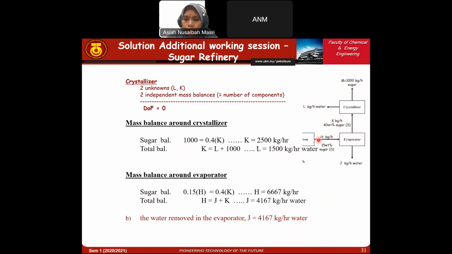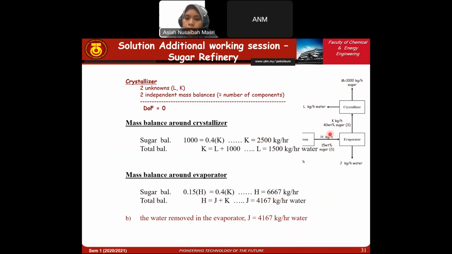This time our input is 0.15 sugar times H. So here is our input. Then we have two outputs, but the one that has sugar is only the top one, which is K times 0.4. K we know already, 2500. So we can solve for H. We got H is equal to 6667. So we solve for H.